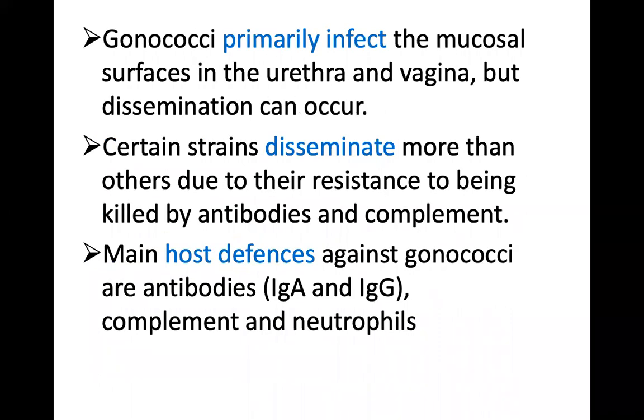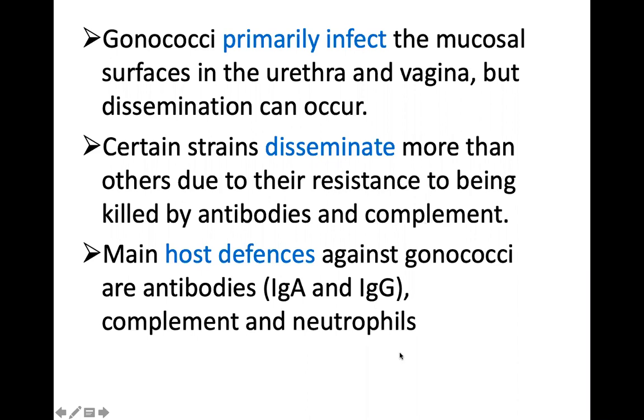So gonococci primarily infect the mucosal surfaces in the genital tract, specifically the urethra and vagina, but you can have dissemination that would lead to manifestation in other parts of the body. And certain strains disseminate more than others due to their resistance to being killed by antibodies because of the kind of outer membrane proteins that they have, and also because of any form of deficiency in the complement arm of the immune system of that individual.